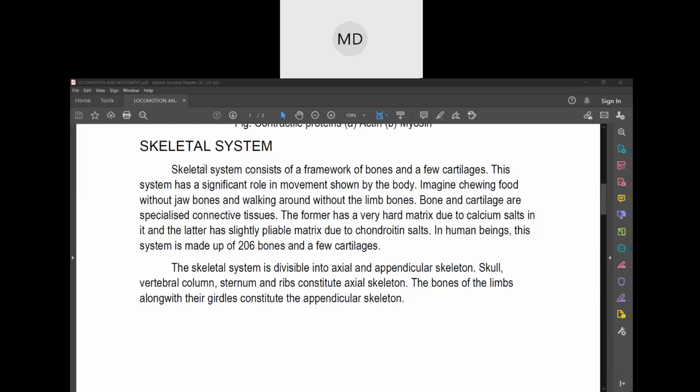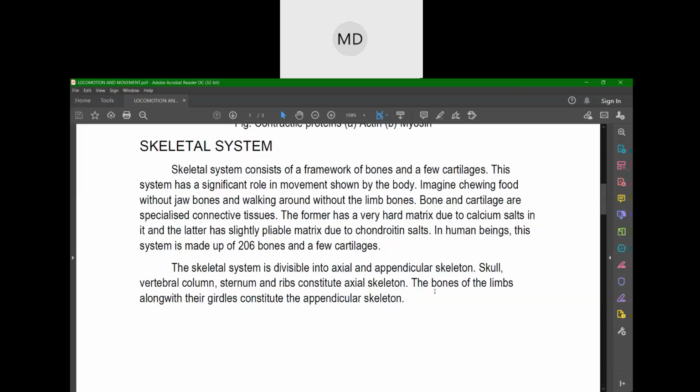Okay, now comes the division of the skeletal system. So the skeletal system is divided into axial and appendicular. You can see in the second paragraph. Axial skeleton and appendicular skeleton. So, these are the two types of skeletal system. Okay, now the axial skeleton and appendicular skeleton.